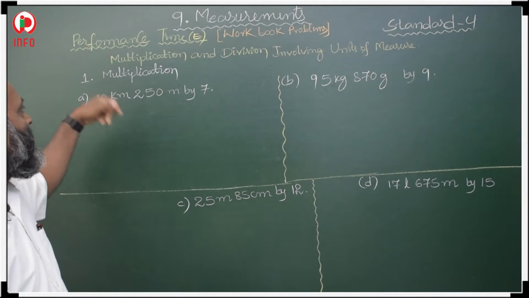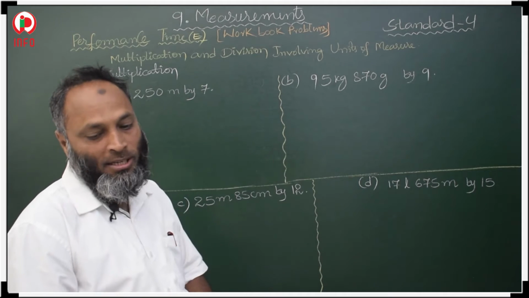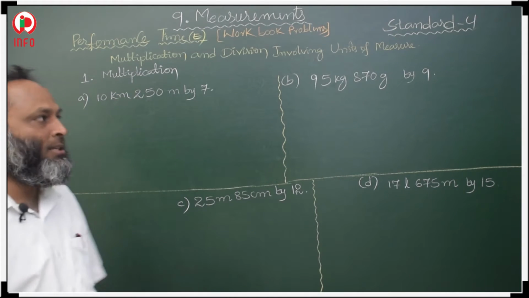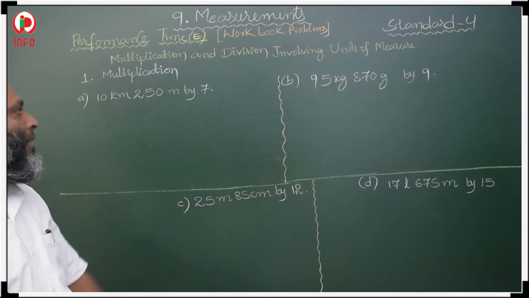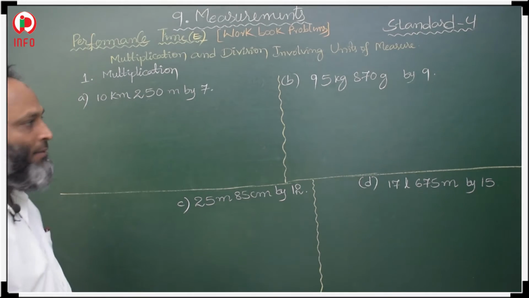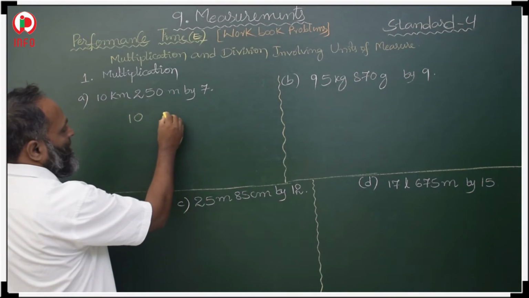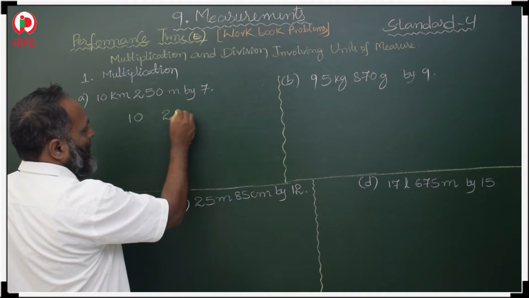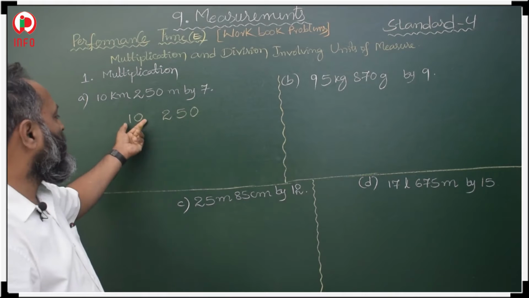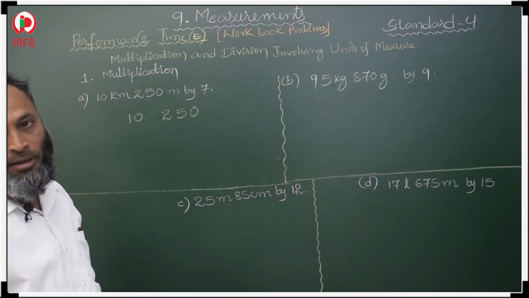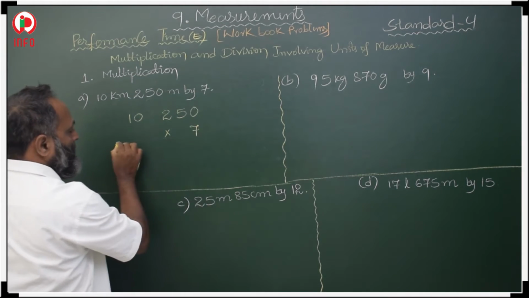Now the next. In this exercise, multiplication and division, so multiplication and division sums we are going to do. See here, 10 kilometers 250 meters, multiply by 7. First 10 kilometers, after that leave some space and write 250 meters. Kilometers and meters. 10 kilometers 250 meters, multiply by 7.